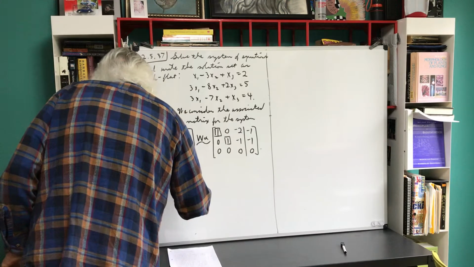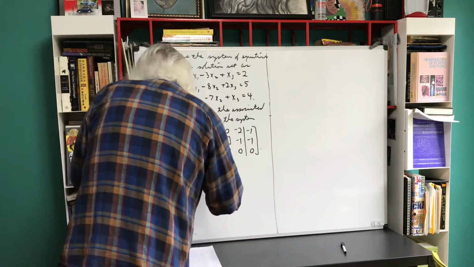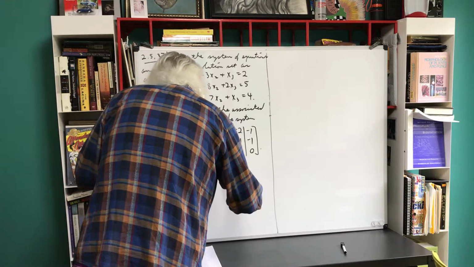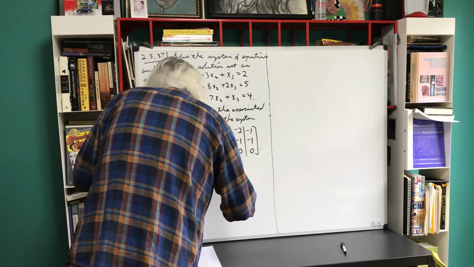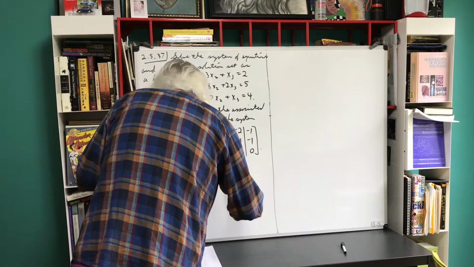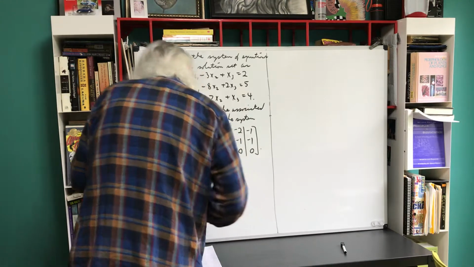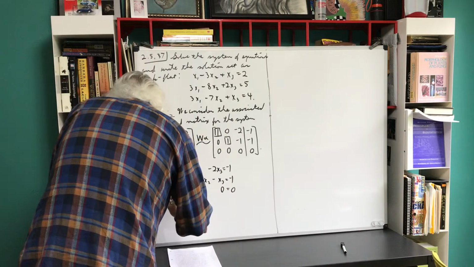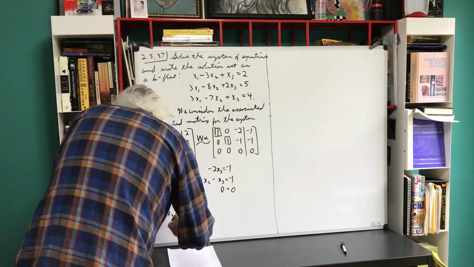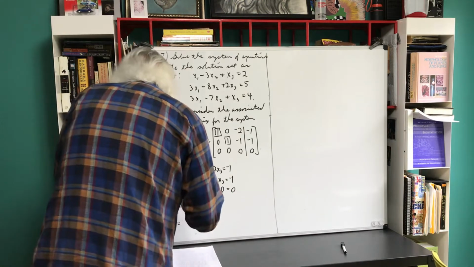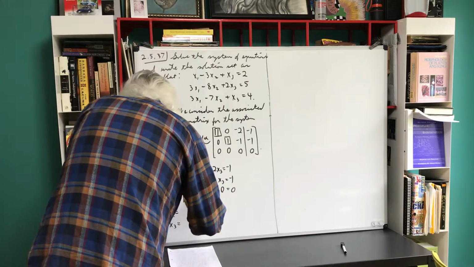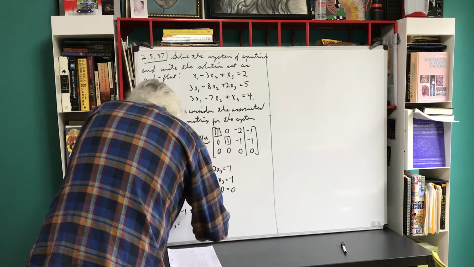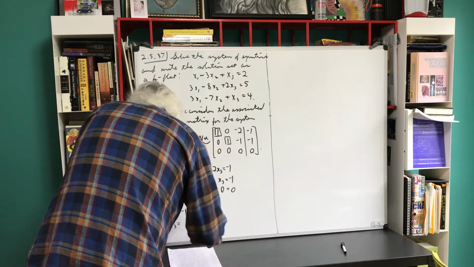This gives, returning to the system of equations, x1 minus 2x3 equals negative 1, x2 minus x3 equals negative 1, and for completeness, 0 equals 0. Or, if we solve for x1, x2, and x3, as you always do with a system of equations, we get negative 1 plus 2x3, negative 1 plus x3, and x3, well, x3 I guess equals x3.